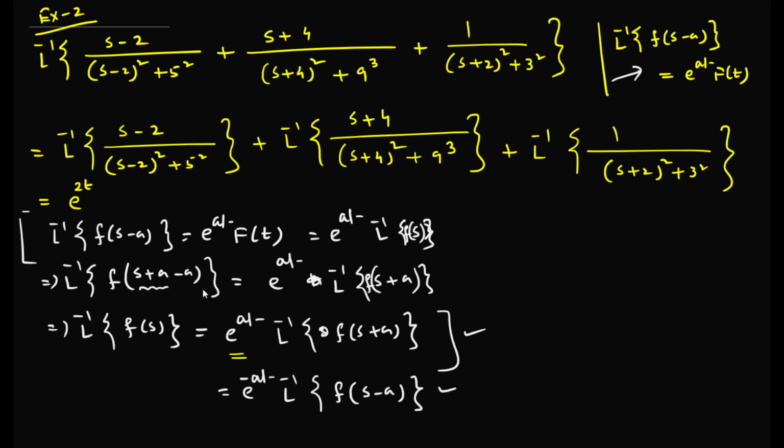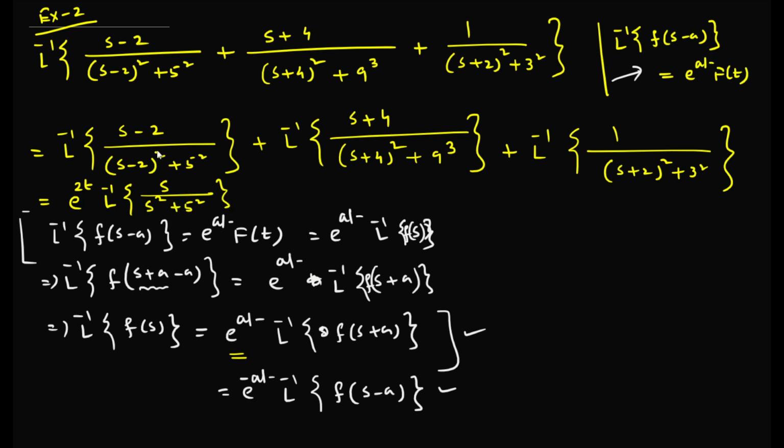So what is inside then? We will get L inverse of, now it is s plus a. S plus a means our a is what? 2. So in place of s, if you write s plus 2, then plus 2 and minus 2 will cancel out, you will get simply s, and then in the denominator, in place of s, if you write s plus 2, you will get s square plus 5 square. Just try to understand this part.